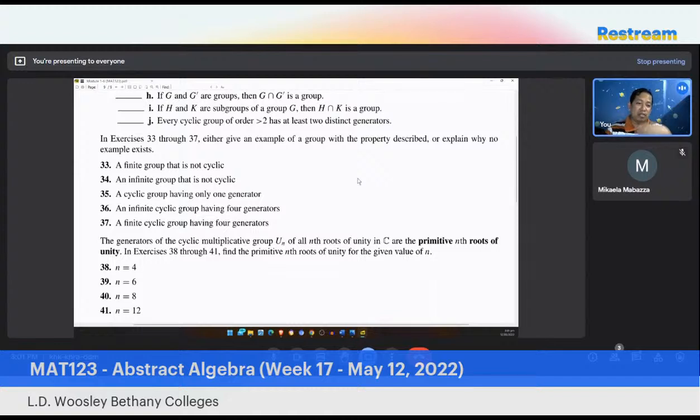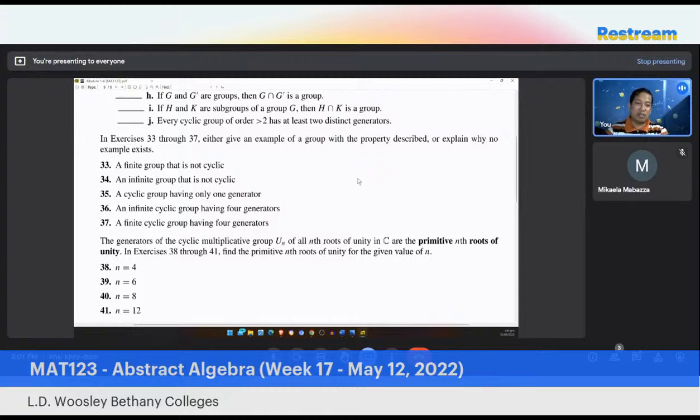The addition operation does not immediately return to zero, the identity element. That is why it is not cyclic. Real numbers under addition. Okay, 35.